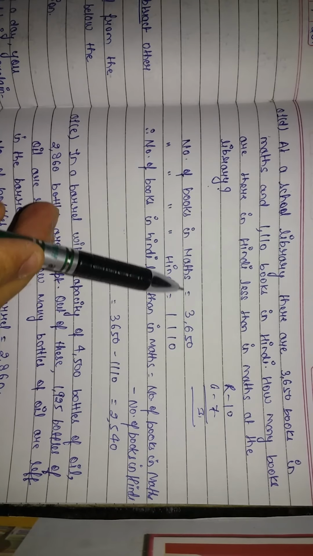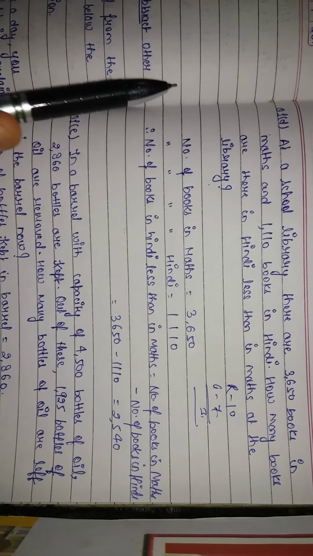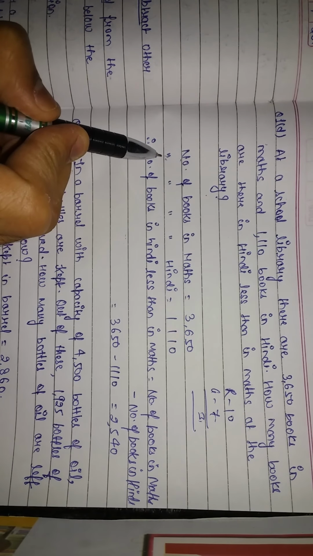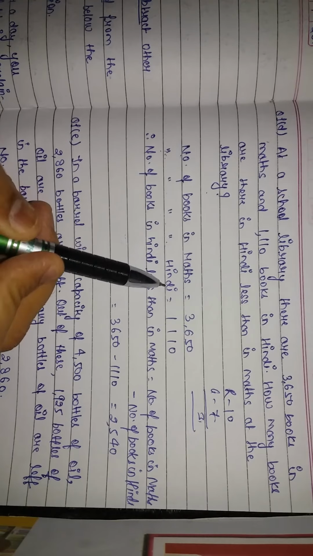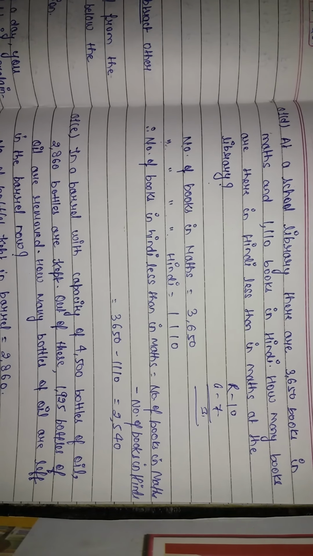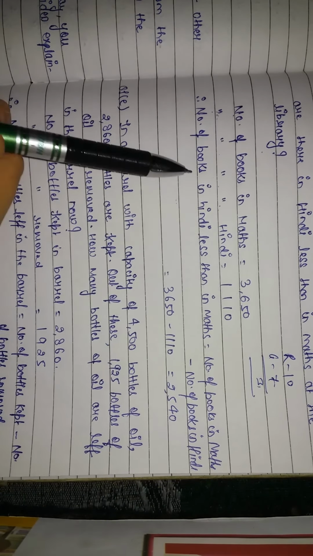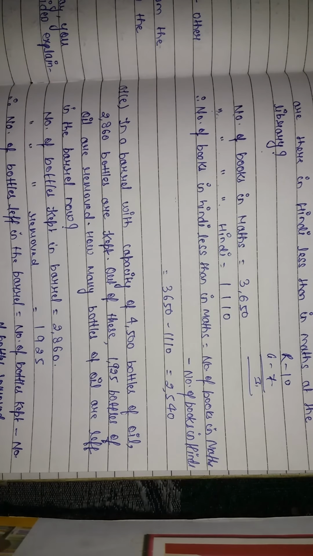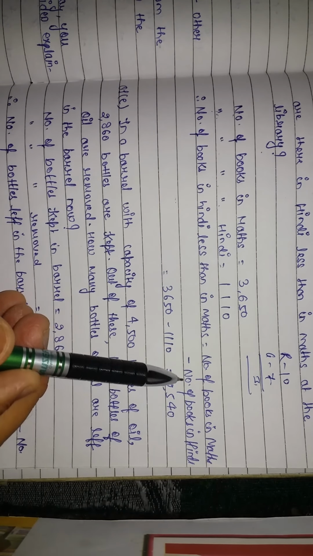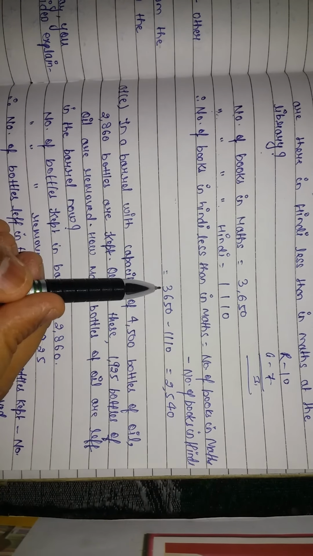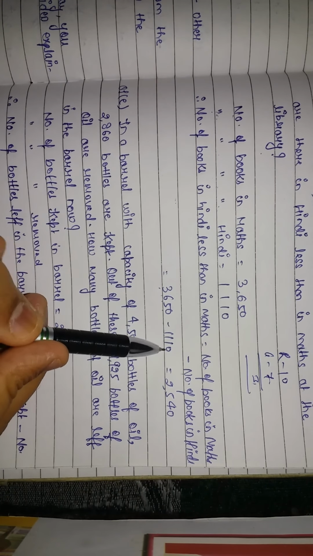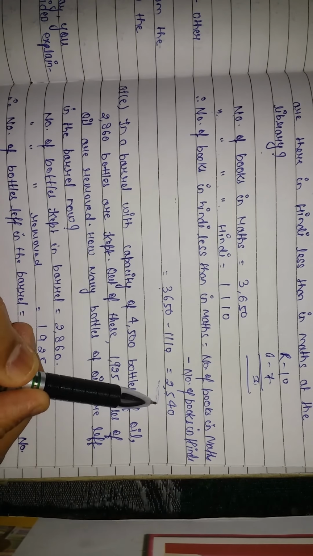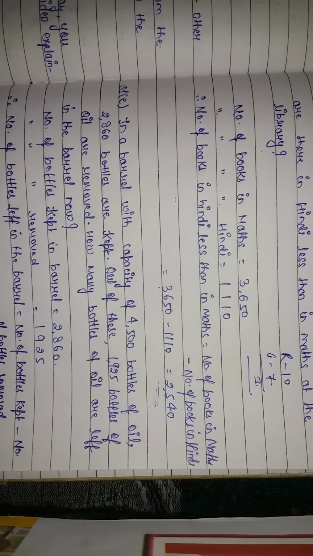So number of books in maths, this sign means whatever the data or information given to you above, this is the same here. Means number of books in Hindi is 1110. Therefore number of books in Hindi less than in maths, means Hindi की books maths से जितने कम हैं, वो हैं number of books in maths minus number of books in Hindi, that is 3650 minus 1110, and that will give you 2540. Means these many books are less than maths.